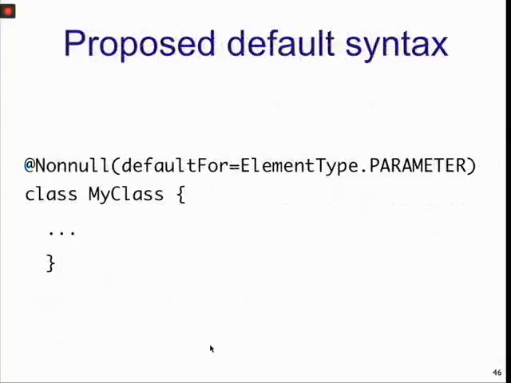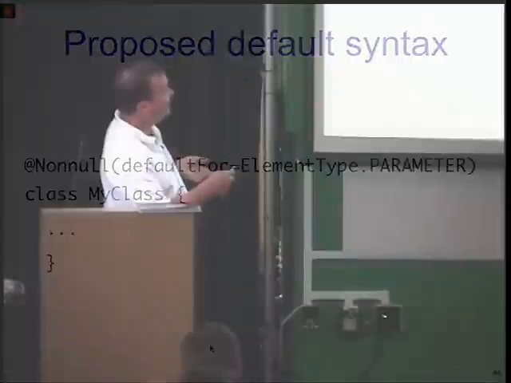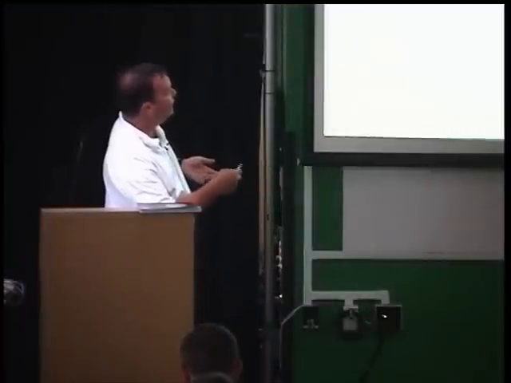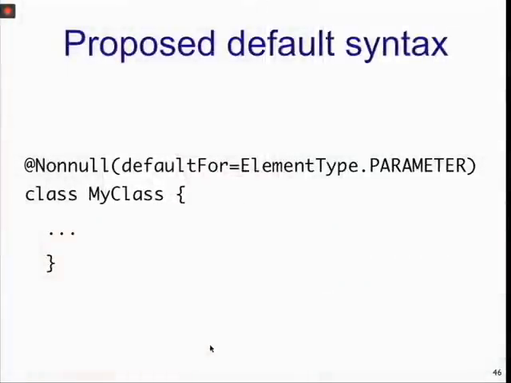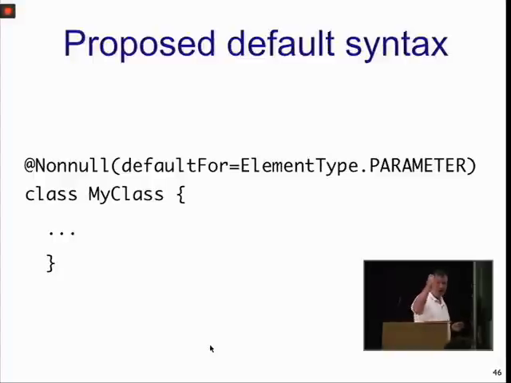Right? Once again, this is the proposed syntax: you just annotate the class or the package, or I guess the method, though there'd be some problems with annotating the method due to multiple annotations of the same thing. But basically, when you apply a type qualifier that has a default for, that says this type qualifier may not actually be intended for this element, but it's intended for all things contained within it that match whatever element type is said.